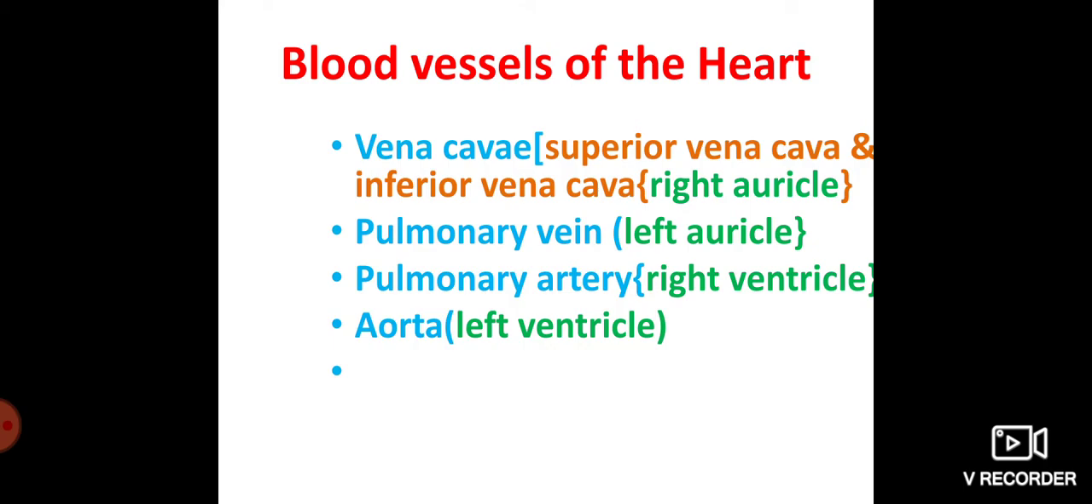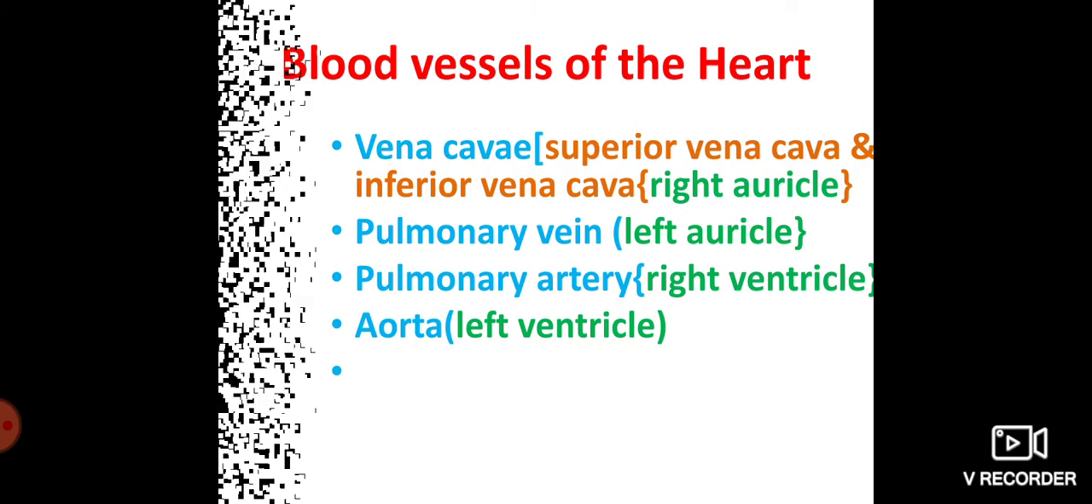Okay. And next is the aorta. The aorta is the largest artery, which brings oxygenated blood from the heart to different parts of the body. So we discussed all of these. Next is blood circulation.